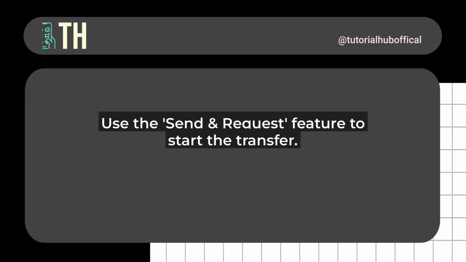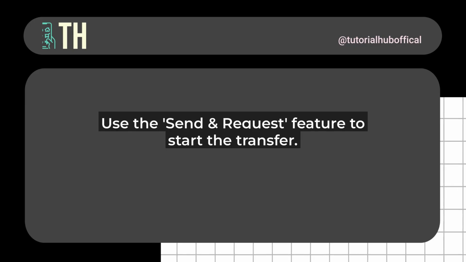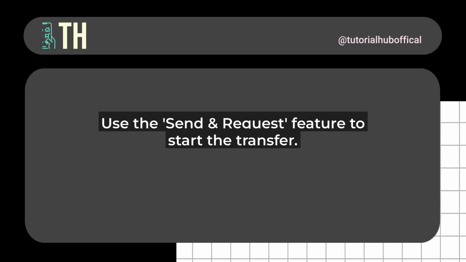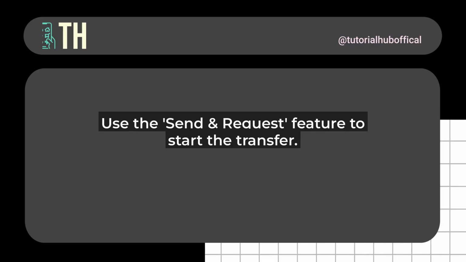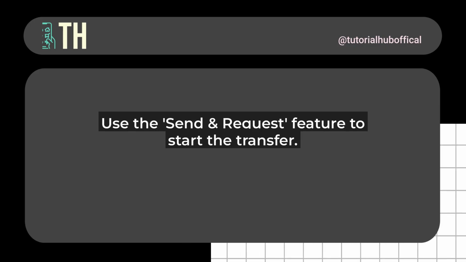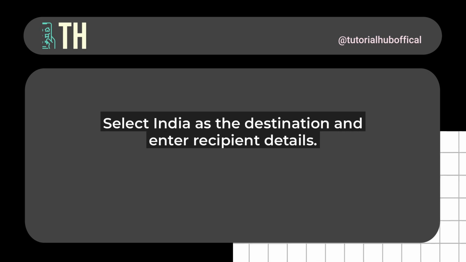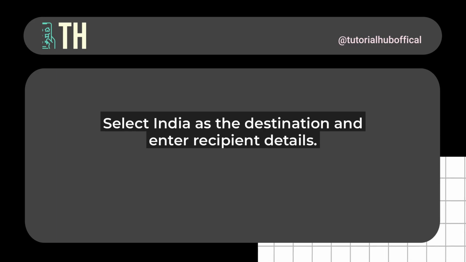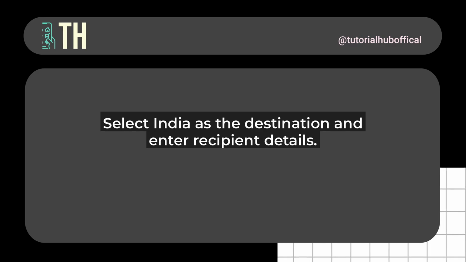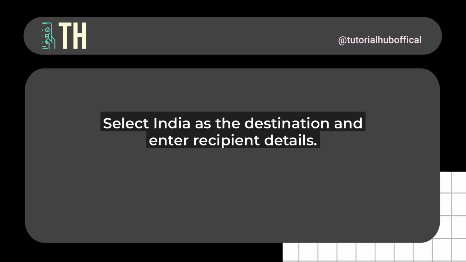Next, link your bank account or debit card to PayPal. For transfers to India, you'll want to use a method that supports INR, Indian rupees. PayPal now integrates seamlessly with UPI, Unified Payments Interface, in India, making it faster and cheaper. Once linked, go to the Send and Request section, select Send Money, and choose India as the destination.